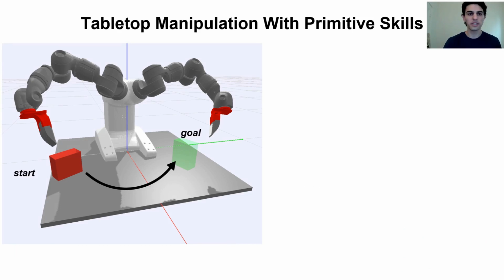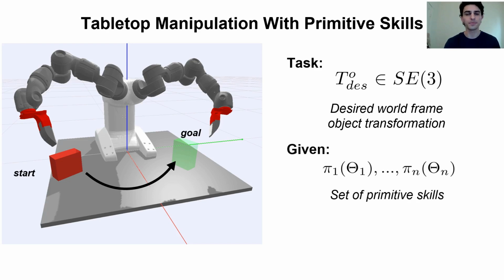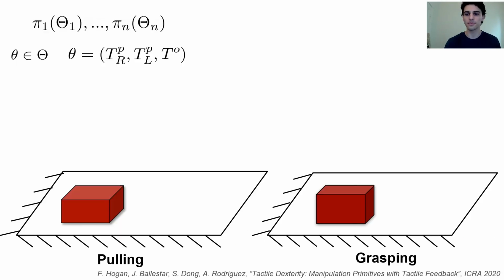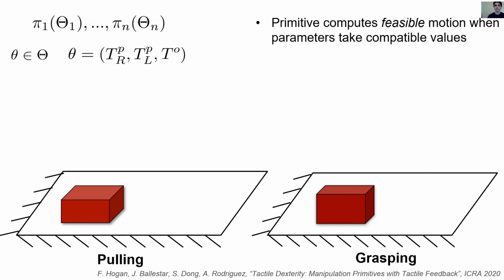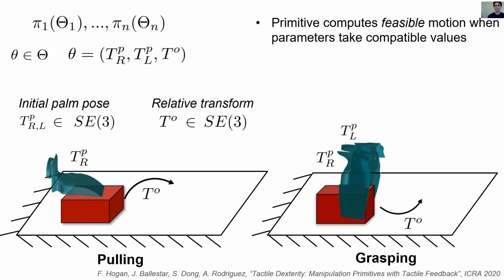So in this work, we consider tasks where a bimanual robot must move an object between two stable tabletop configurations. And we assume that we are provided with a set of primitive manipulation skills, along with a high-level sequence of the skills that can be used to complete the task. In particular, we utilize primitive skills which take in parameter values and return low-level motions. The parameters are the initial world frame end effector pose and a relative rigid body transformation.